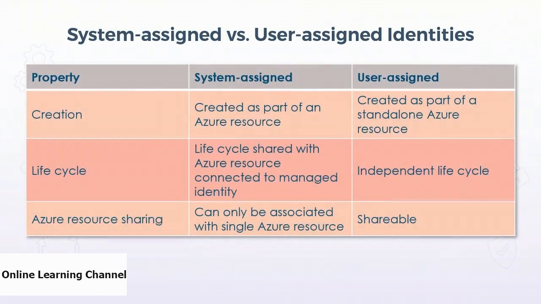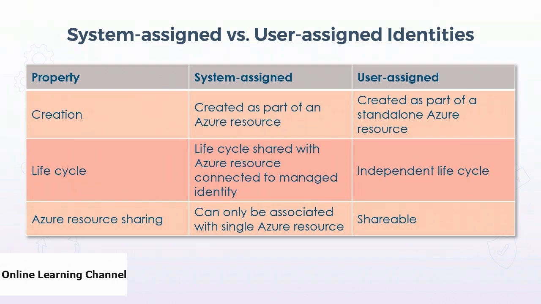System assigned versus user assigned identities. When it comes to creation, a system assigned identity is created as part of an Azure resource. So if you're spinning up a Cosmos DB, then you may have an opportunity to create a system assigned identity at that time. A user assigned identity is when you as an administrator create it as a standalone Azure resource. The system assigned lifecycle is shared with the Azure resource and connected to a managed identity, and then it sticks with that resource for the full lifecycle of the resource itself.